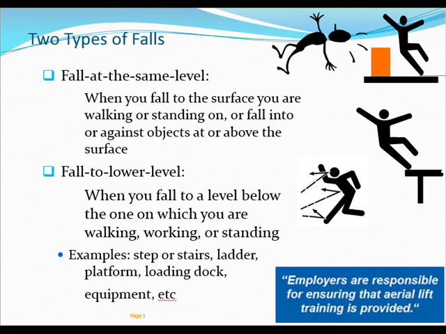Two types of falls. Fall at same level: when you fall on the surface you are walking or standing on, or fall into or against objects, or above the surface. Fall to lower level: when you fall to a level below the one in which you are walking, working, or standing on. Examples: stair steps, ladders, platforms, loading docks, equipment, etc.